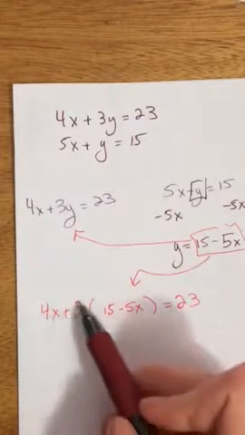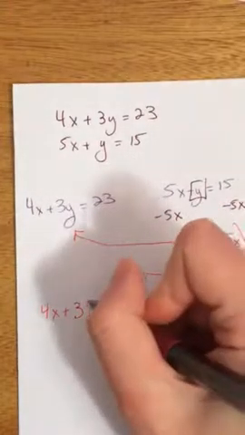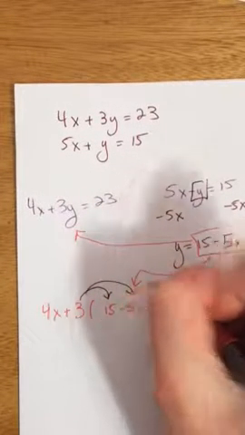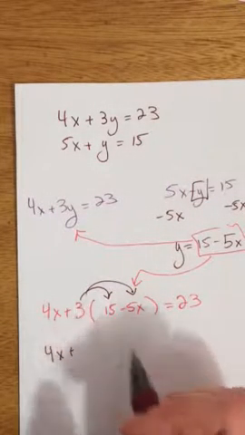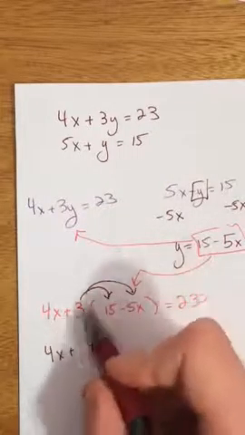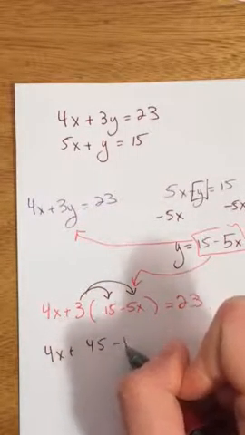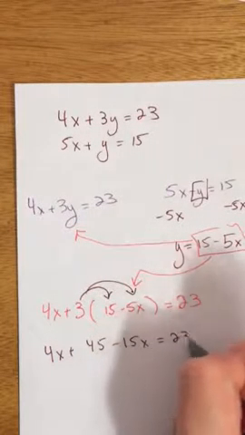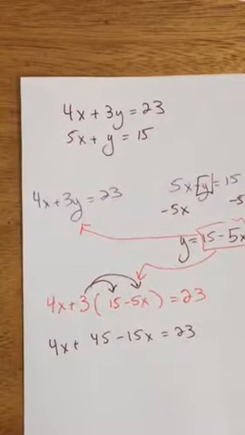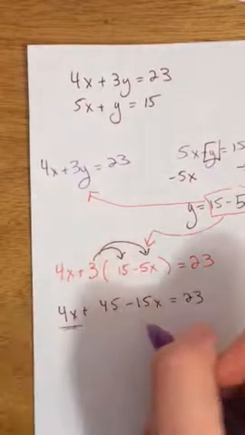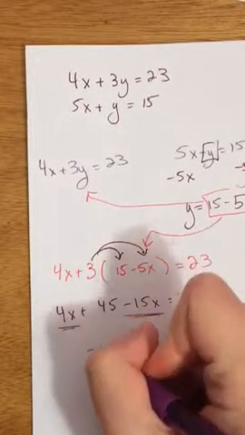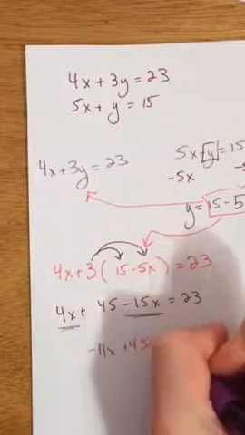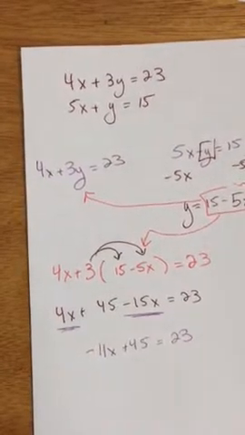Okay, now I have to look outside the parenthesis, and I have a 3 out here, so I need to distribute that in. So that means I multiply. So I have 4x plus 3 times 15 is 45. 3 times a negative 5 is minus 15x equals 23. Now I'm going to combine like terms, so 4x minus 15x. That gives me negative 11x plus 45 equals 23.